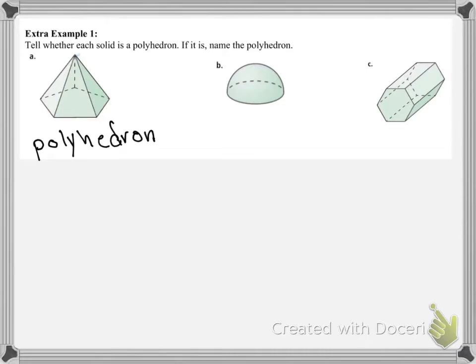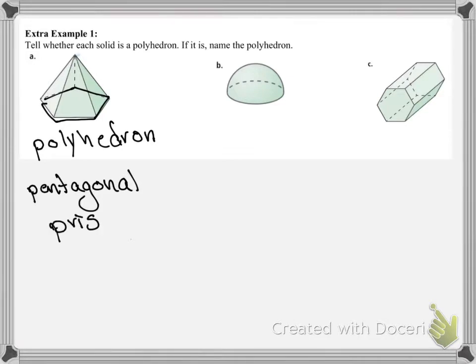Because all of its sides are polygons. And this base is a pentagon. 1, 2, 3, 4, 5. So it's a pentagonal. Now, is this a prism or a pyramid? Well, it comes together as a point up here, so it'd be a pentagonal prism.